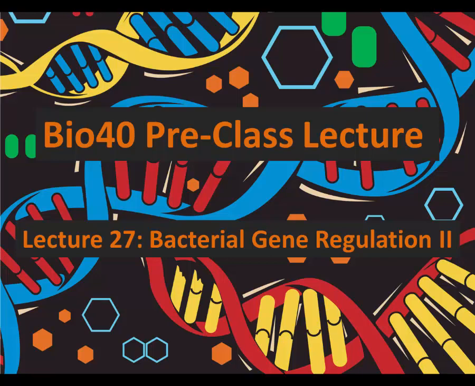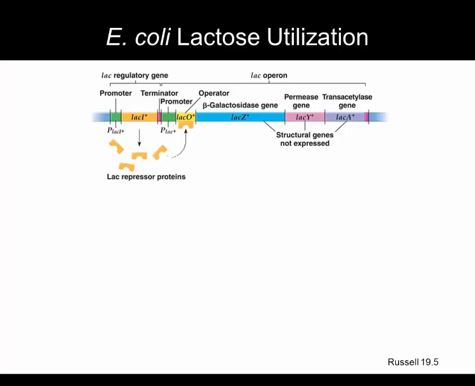Let's continue talking about gene regulation in bacteria. Last time we discussed the lac repressor system. When lactose isn't around, the lac-I gene produces a repressor that binds the lac operator, preventing RNA polymerase from binding the promoter and transcription from occurring. But when the inducer allolactose is present, it stops the repressor from binding the operator, so transcription of the structural genes can occur. This is called an inducible system.